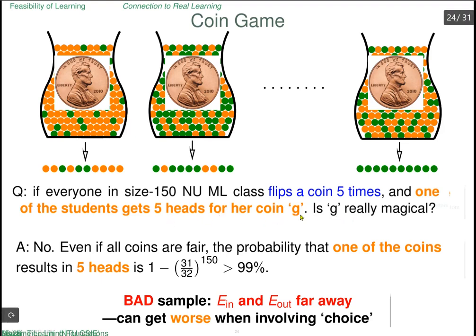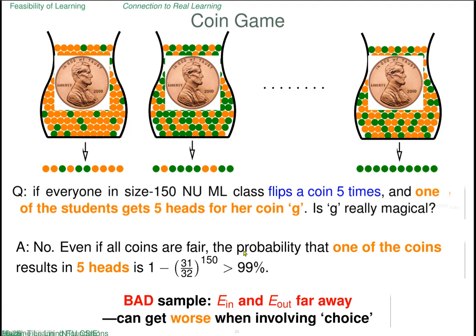How is it possible to get all 5 heads while the coin is fair? We should not expect it, but the answer to the question is no, G is not magical. Even if all coins are fair, the probability that one of the coins results in 5 heads in this experiment is very likely. So 1 minus the following is highly likely.